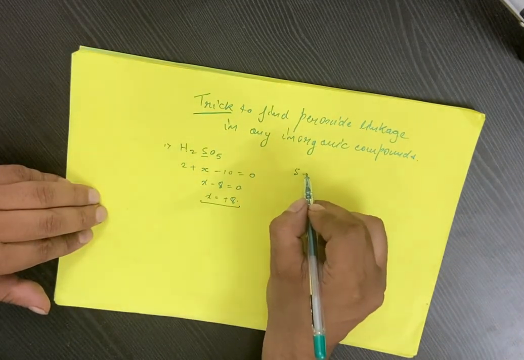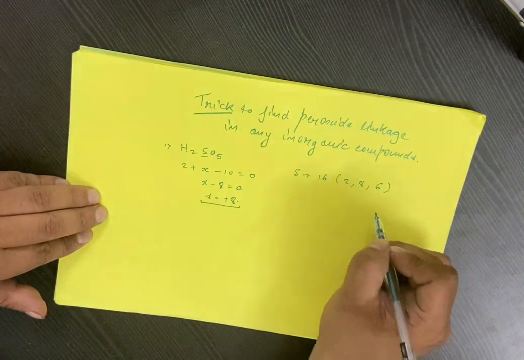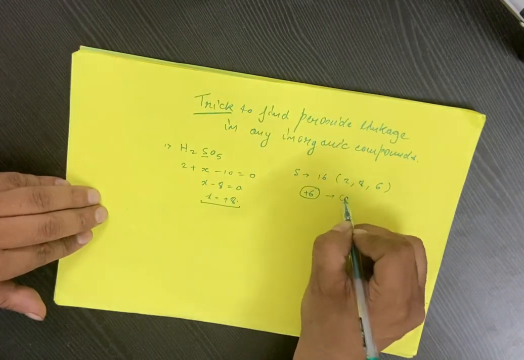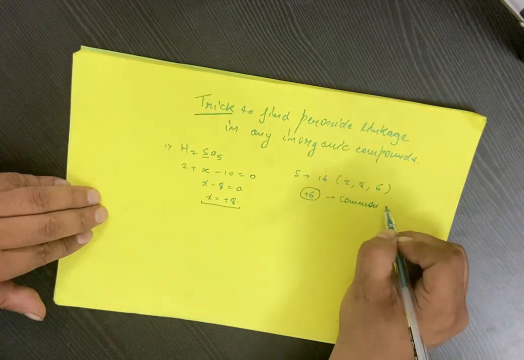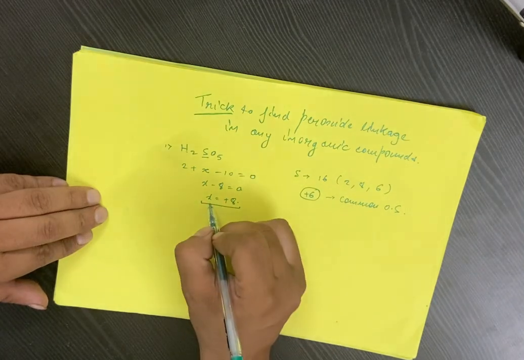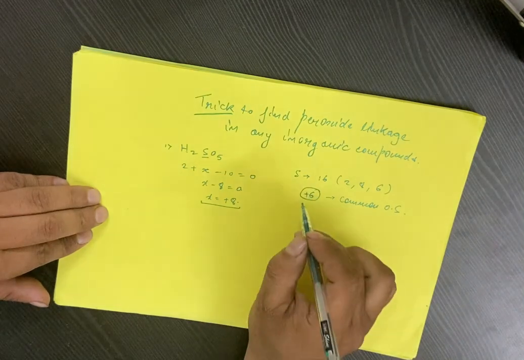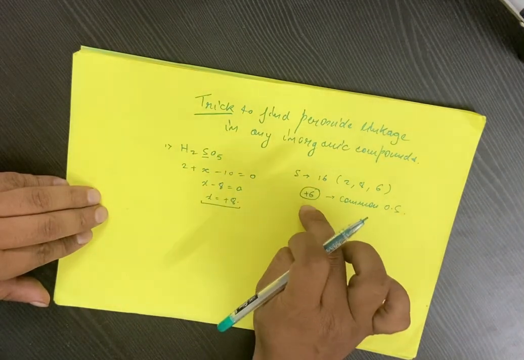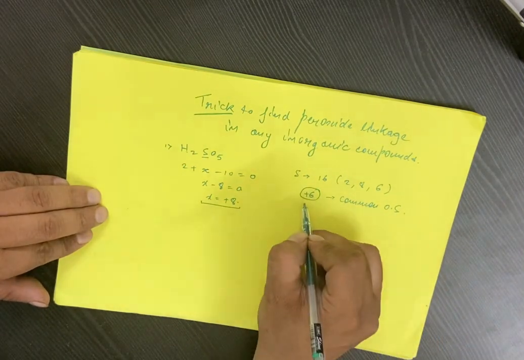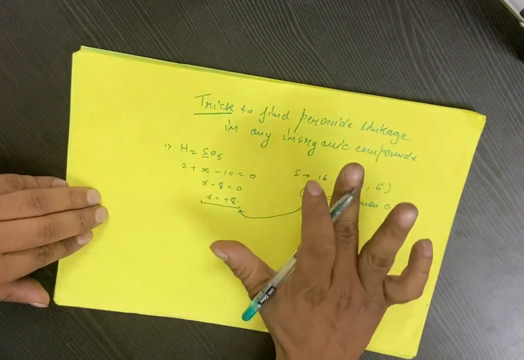But we all know that sulfur has atomic number 16, valence electron 6. So we can say the common or the maximum oxidation state of sulfur can be plus 6. But according to our method, it is coming to be plus 8. So here is the trick. If any element is showing oxidation state different from its common or the maximum oxidation state, it has peroxide linkage. I am repeating the trick.